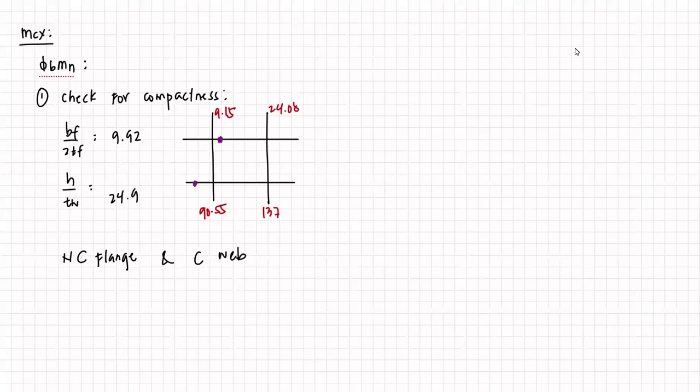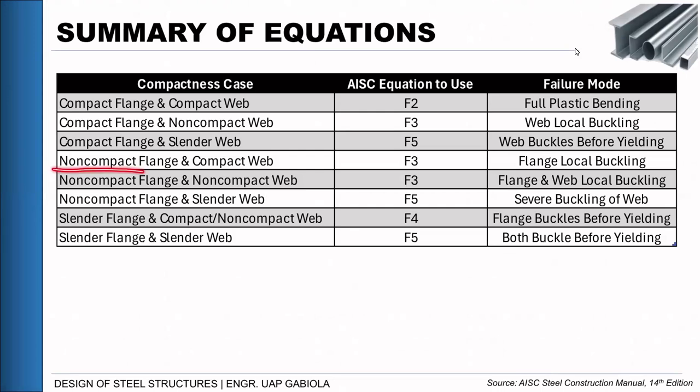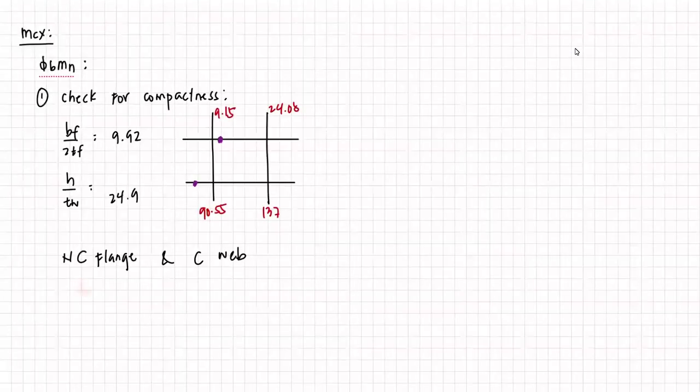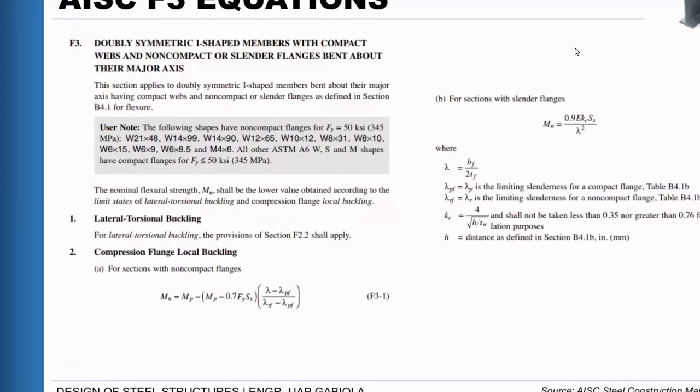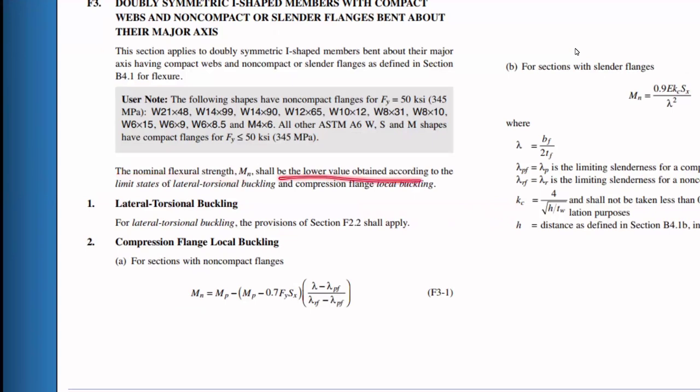Okay? So, pag gano'n, balikan natin yung table natin. We have a non-compact flange and compact web. So, dapat F3 equation tayo. Use F3 equation. Therefore, use F3 equation. Okay? So, let's look at F3. For F3 equation, sabi niya, the nominal flexural strength Mn shall be the lower value of state according to the limit state of LTB and compression flange local buckling. Okay? So yung una, LTB yung gagawin natin.